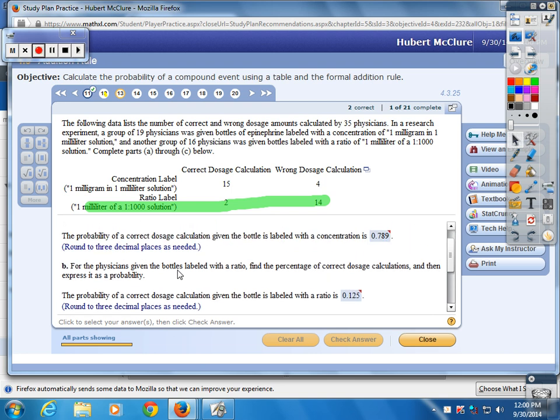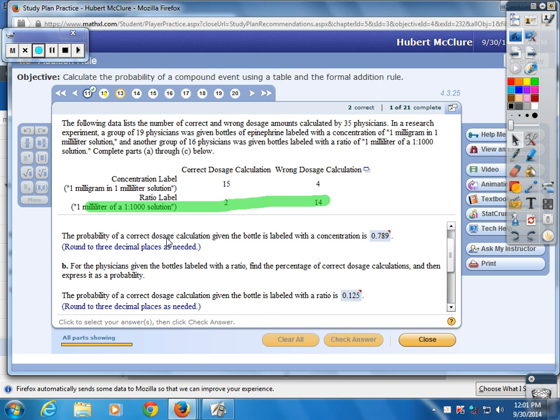Hold on. The probability of a correct dosage calculation given the bottle labeled with concentration is 15 and 14 and 4. That's 19 over 35. Now somebody take 19 over 35 and tell me what that is. 0.5428. Why is it saying 0.789?